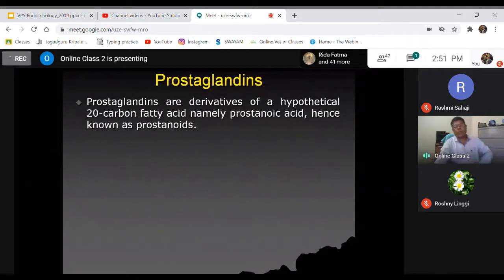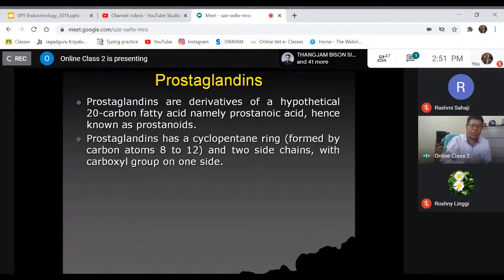Prostaglandins are derivatives of a hypothetical 20-carbon fatty acid, namely prostanoic acid. They are called eicosanoids also, but hypothetically, it is believed that they are derivatives of this 20-carbon fatty acid. Hence they are known as the prostanoids.